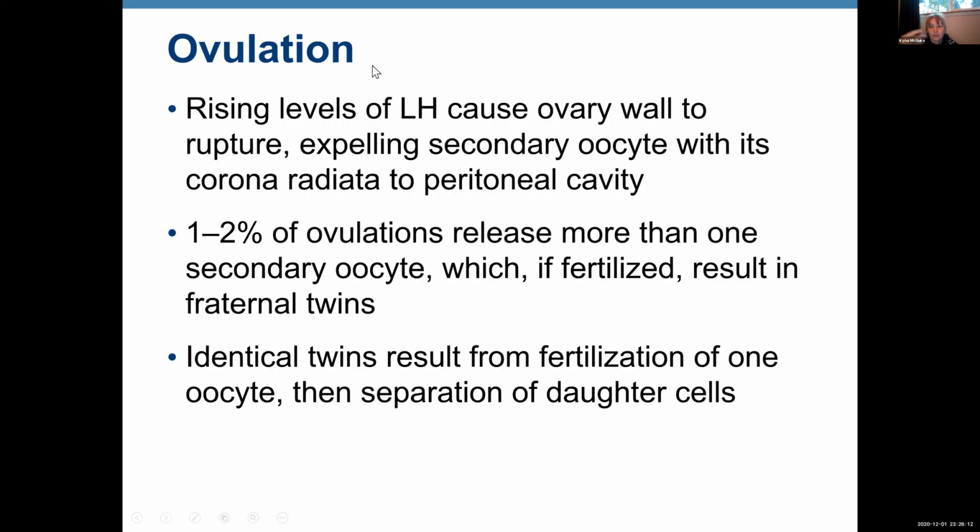So after this vesicular phase, we have ovulation. So a rising level of luteinizing hormone, or LH, causes the ovary wall to rupture, expelling the secondary oocyte with its corona radiata into the peritoneal cavity. 1 or 2% of ovulations release more than one secondary oocyte, which, if fertilized, result in fraternal twins. Identical twins result from fertilization of one oocyte and then separation of daughter cells.